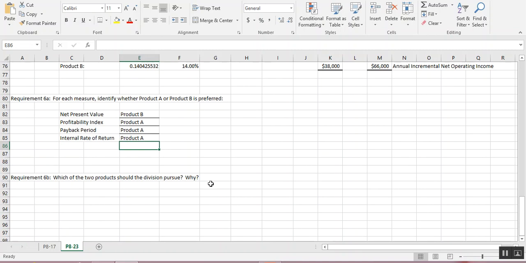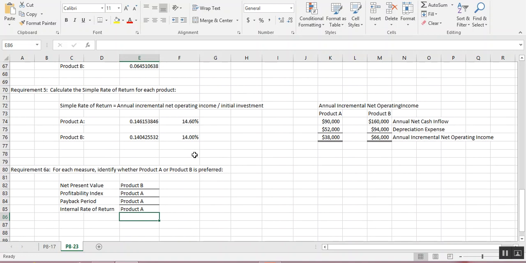So this says, which of the two products should the division pursue and why? Well, it depends on which method they're going to look at. If we look at the profitability index, the payback period, and internal rate of return, those all indicate that we should pursue product A. The net present value method says that we should pursue product B. So it depends on which one you're looking at. We could, and this one I didn't ask, but if we look at our simple rate of return was 14.6 and 14.0.